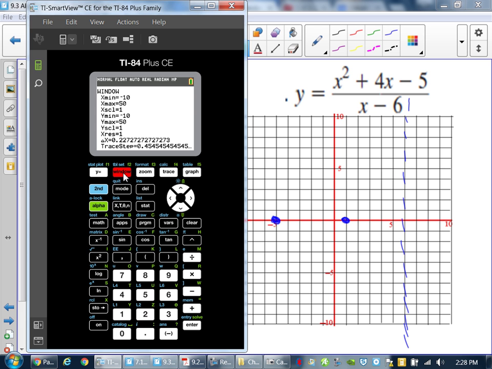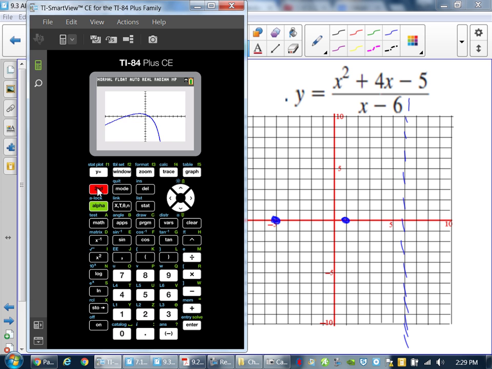Your window right now is probably a regular 10 by 10, right? If you hit the graph button, you just see this portion if you're on a 10 by 10 screen. Now, what I want you to realize is that since there's that vertical asymptote at 6, there should be something else going on to the right of it. So we need to adjust our window a little bit to see what in the world's going on. So what we need to do is figure out where we should move it to.